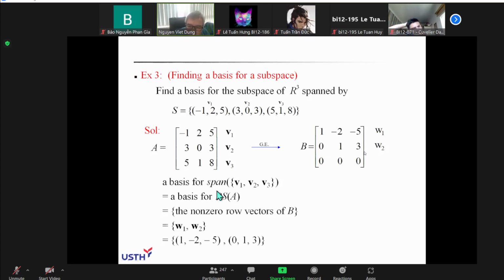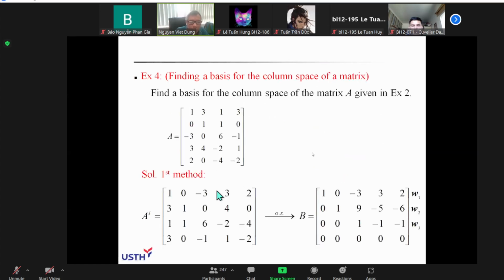And because of that, W1 and W2 will be a basis for the row space of A. And it is exactly the basis for the subspace spanned by V1, V2, V3. That is the way you can do the second kind of exercise. The next one: you need to find a basis for the column space of the matrix A.